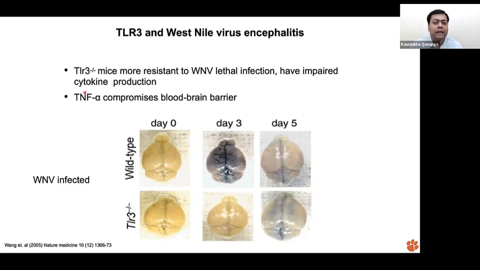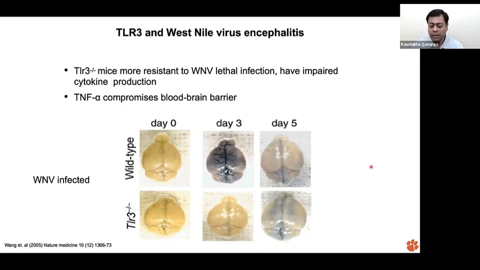But if you take mice which are TLR3 minus, meaning a complete deletion of TLR3, these mice don't have any TLR3. You infect those mice with the West Nile virus and see what happens. After 3 days, there is no permeability or compromise of the blood-brain barrier, and the Evans blue dye did not reach the brain. So here you can see that the detection of the virus by TLR3 and the TNF alpha itself, which is a cytokine, is causing the pathology.